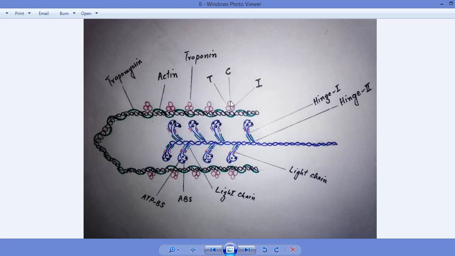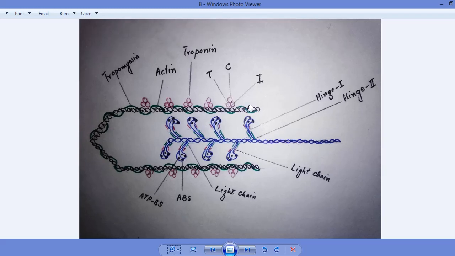As I have told you in the previous slide, calcium is responsible for the contraction of muscle. So when calcium binds troponin C, the contraction takes place. I will show you in the next lecture. So troponin C is responsible for the attachment of calcium, troponin I is responsible for attachment with the actin, and troponin T is responsible for attachment with the tropomyosin.